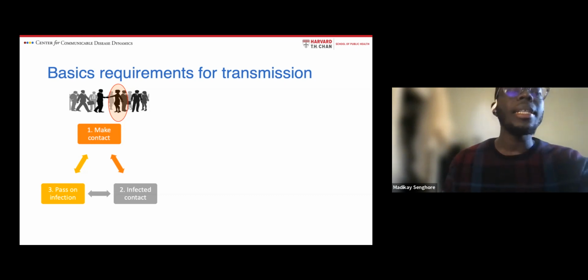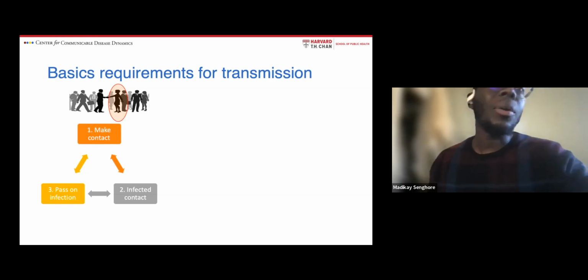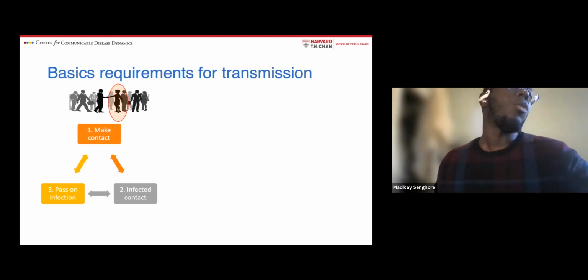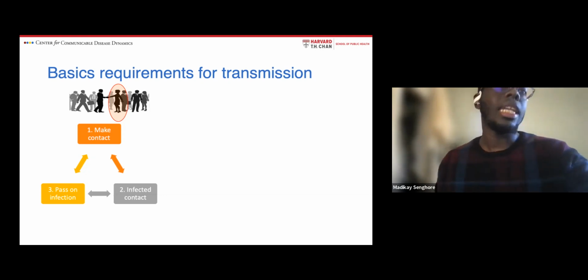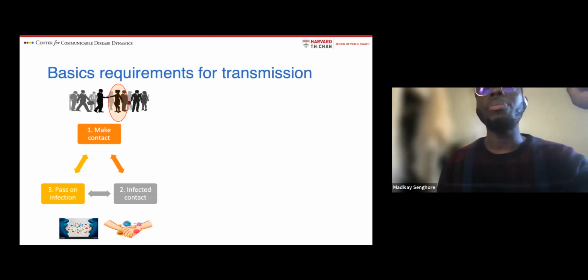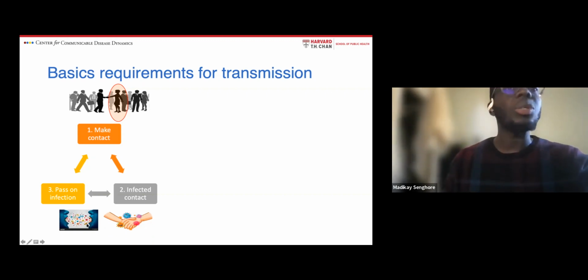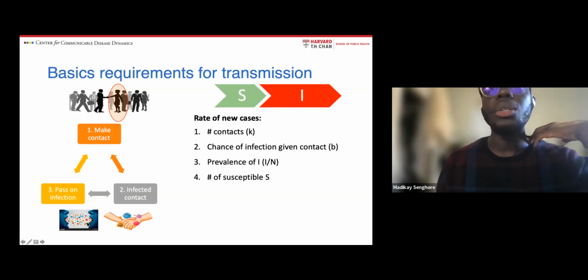And three, there is now the question of, if you do meet somebody or encounter somebody who has COVID or any other infectious disease, for example, do you actually get the infection? Four, do you actually pass it on? So this is just an illustration of how some germs might get transmitted from one person to another.